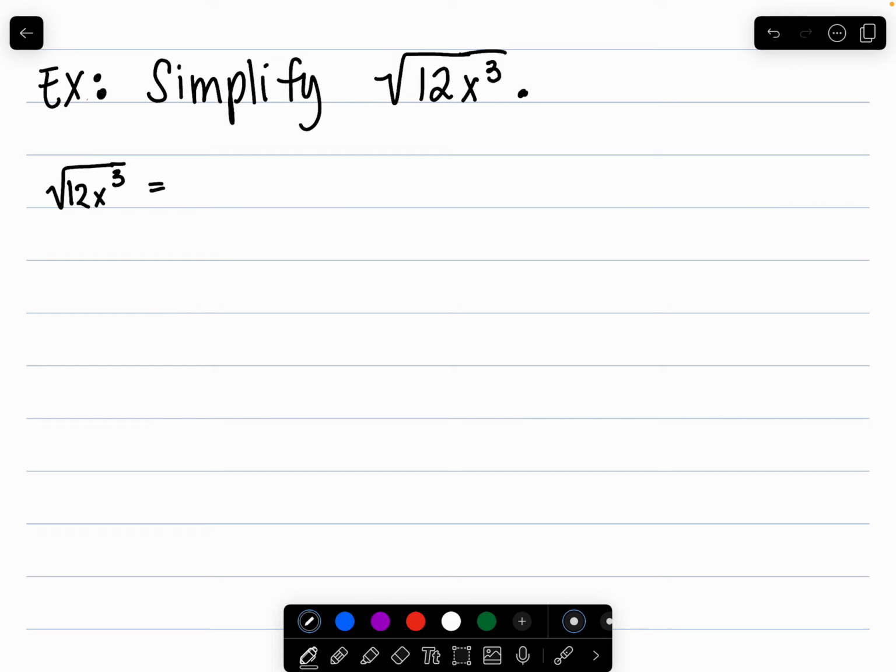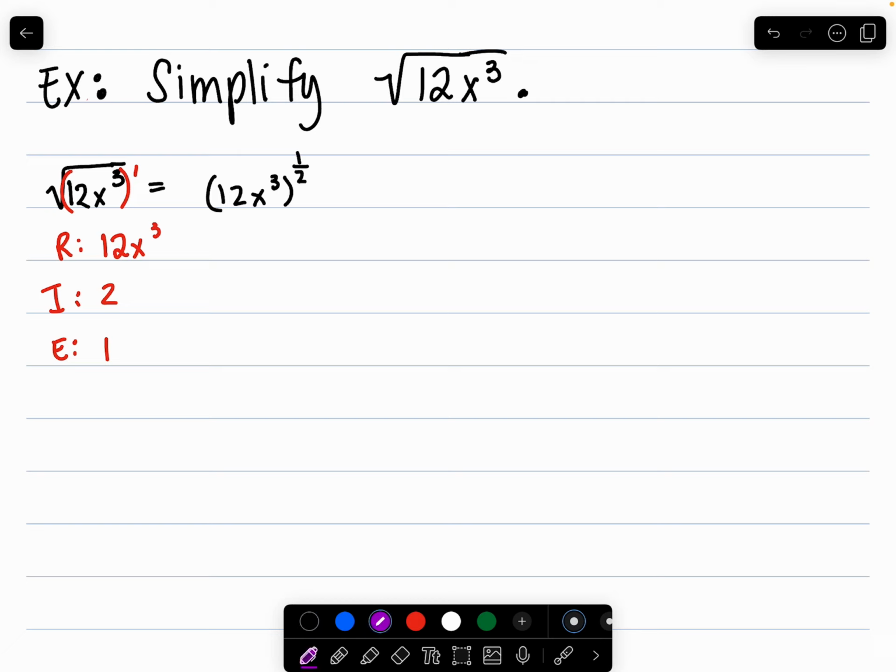Alright, so this one, find our radicand, index, and exponent. Oops. Radicand is 12x cubed, index is 2, exponent is 1 because I'm combining these two as 1. Okay, so now I'm going to rewrite it. So 12x cubed is, let's see, to the 1/2, right?